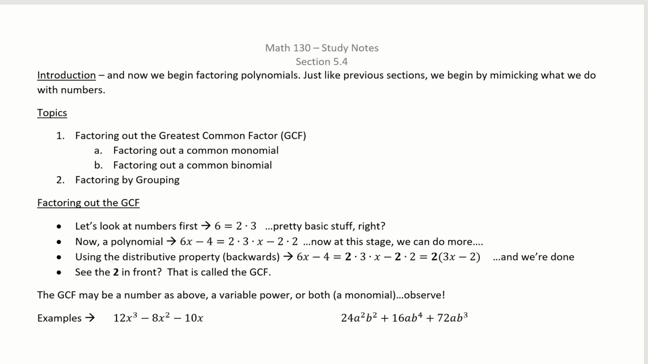Welcome back. Hey, we're in section 5.4. I am going to break this one up into two videos as well. One is going to be dealing with how to factor out the GCF, and the second is about how to factor by grouping. That means, folks, we're in chapter 5, and we're in the end run here now.